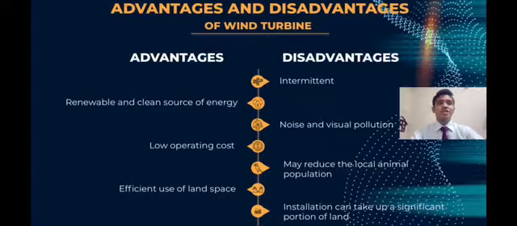Furthermore, installation can take up a significant portion of land, which may reduce the local animal population. On the other hand, wind turbines may be dangerous to flying animals. Many birds and bats have been killed by flying into the rotors. Experts are now conducting research to learn more about the effects that wind turbines have on marine habitats.